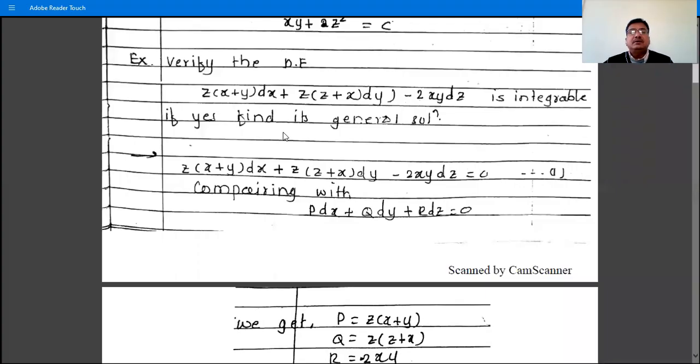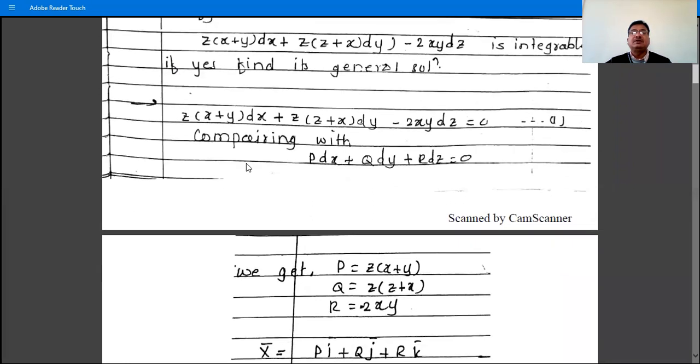Next example on Pfaffian differential equation. Verify the differential equation z(x + y)dx + z(z + x)dy − 2xy dz is integrable. And if yes, that is if it is integrable, then find its general solution or find its complete integral or find its primitives or solve the differential equation.